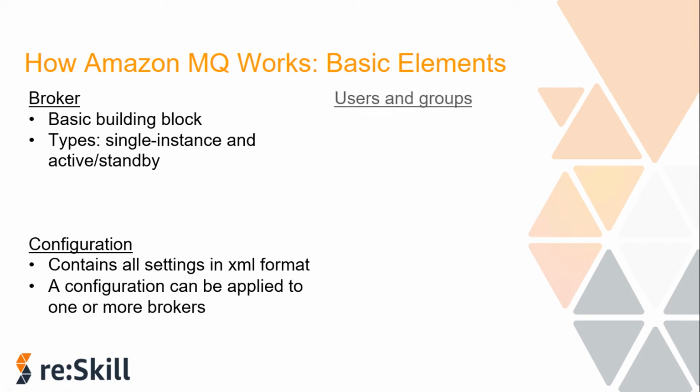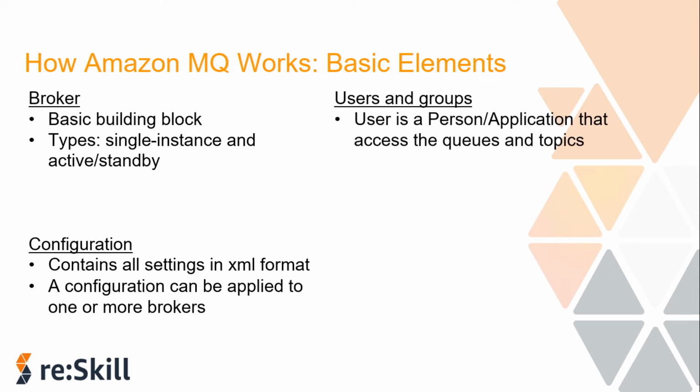Next we have users and groups. A user is a person or an application that can access the queues and the topics of an ActiveMQ broker. You can configure the users to have specific permissions. For example, you can allow some users to access the ActiveMQ web console, and a group is just a semantic label. You can assign a group to a user and configure the permissions for groups to send to, receive from and administer specific queues and topics.